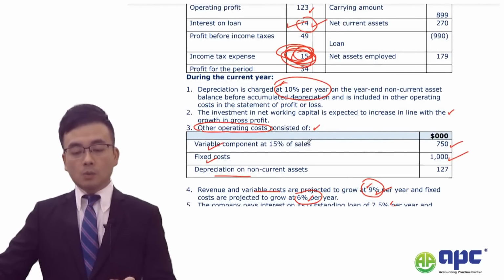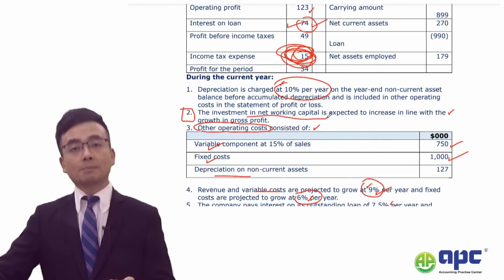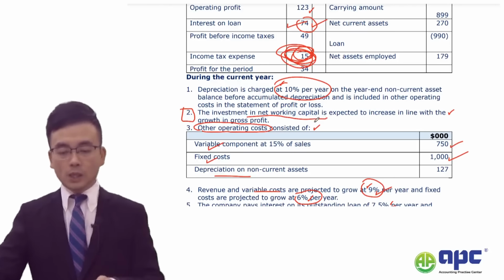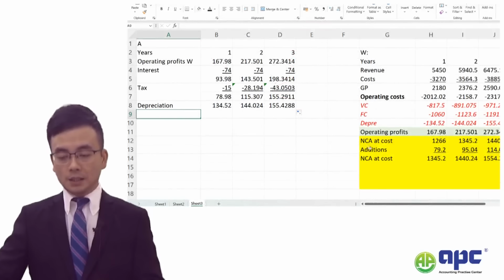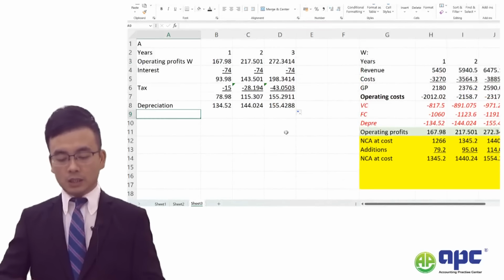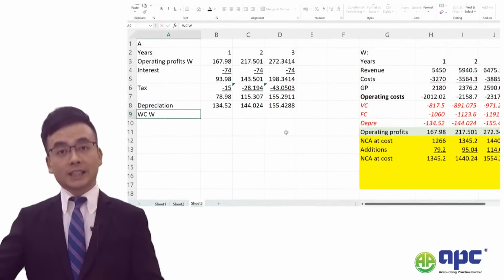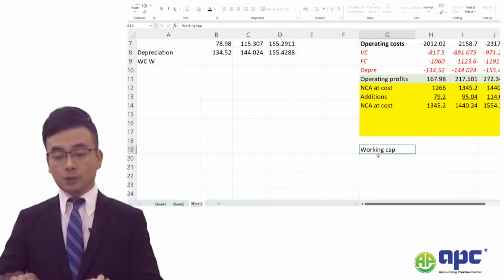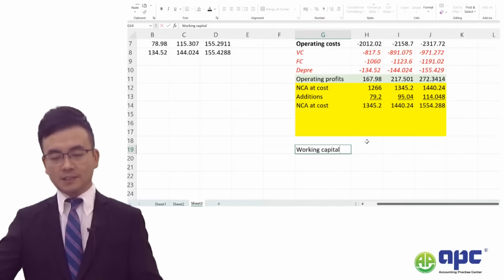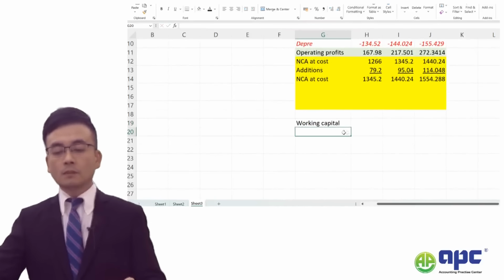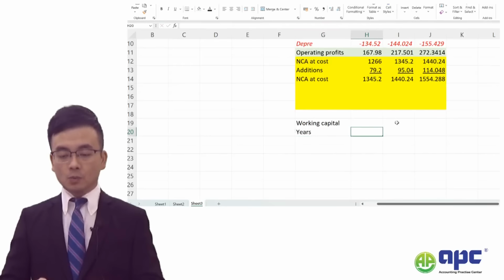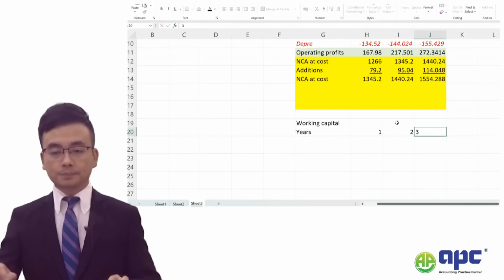Well, we'll need to talk about note number 2, investment in net working capital. So that's why we will need to see the WC, or the working capital if you like. Now, working capital, or WC if you like, it's entirely up to you. Again, we got years 1 to 3, but let me do that again. So 1, 2, and 3.